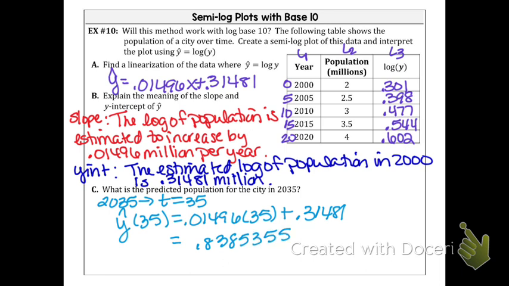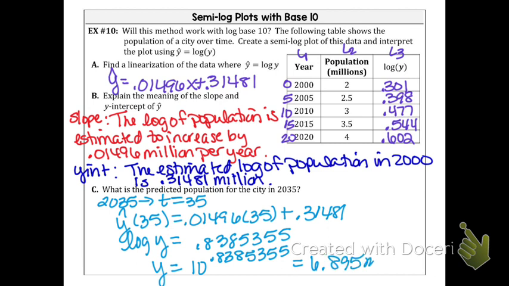0.838535. But now remember, this is the y hat of that, which is the same as the log of y, okay? So then to solve for y, I change it to exponential. So b to the y, my base is 10. My y is that decimal equals the x, which is my y. And so I get 10 to that number, which when I type that in, I get about 6.895 million.